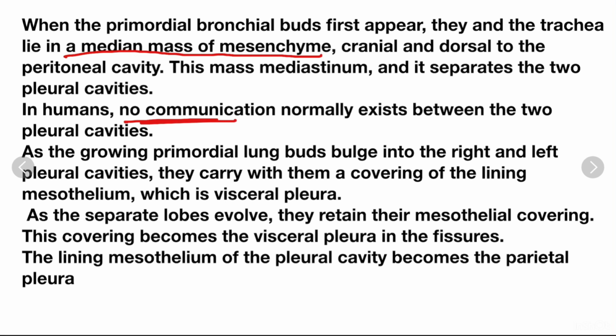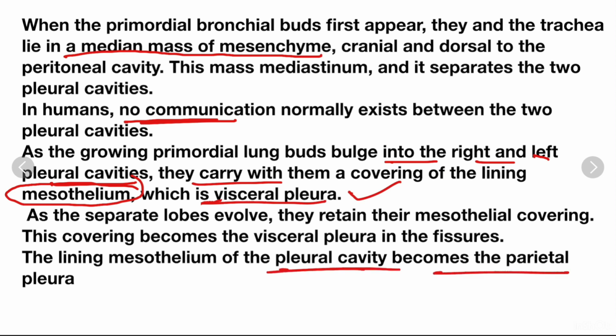As the growing primordial lung buds bulge into the right and left pleural cavities, they carry with them a covering of lining known as mesothelium, which later makes the visceral pleura. As the separate lobes evolve, they retain their mesothelial covering. This covering becomes visceral pleura in the fissures, and the lining mesothelium of the pleural cavity becomes the parietal pleura.